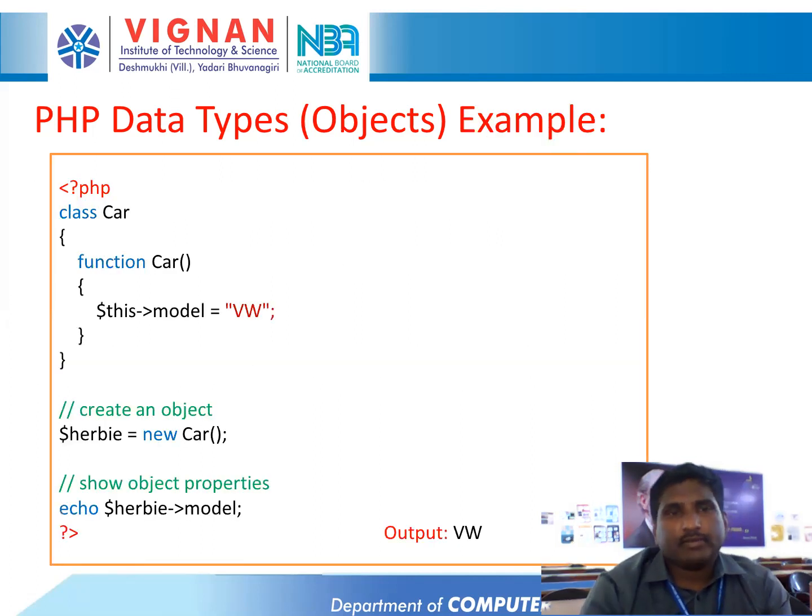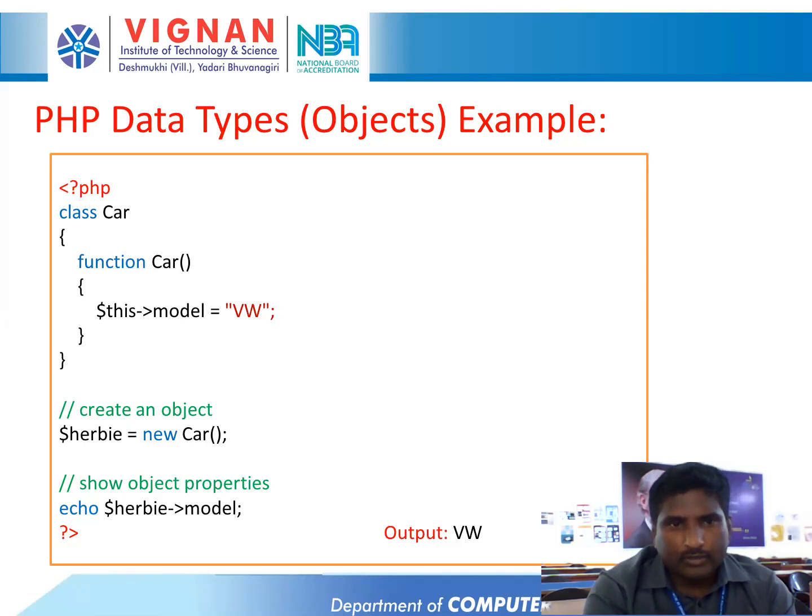So this is an example for objects. See, objects can be written by using the class keyword. Here I have written the class Car. The class name is Car, and the method I have declared is function car. Here $this->model equals VW. This is the keyword which points to the current object. In this way we are creating the car object.